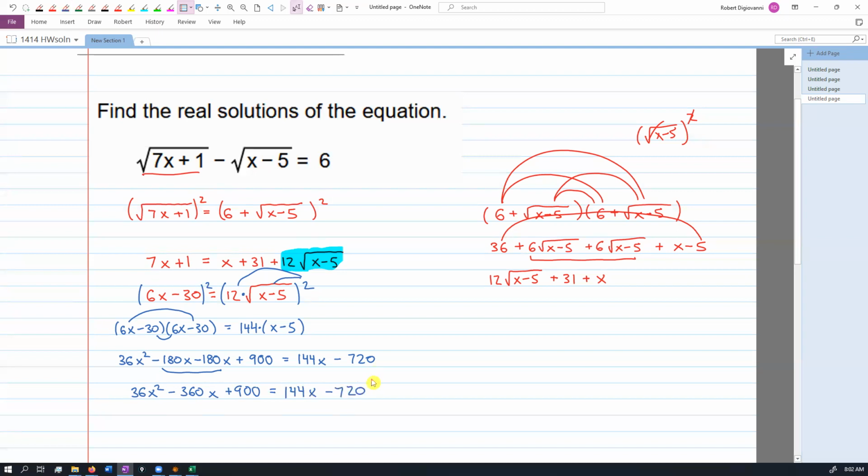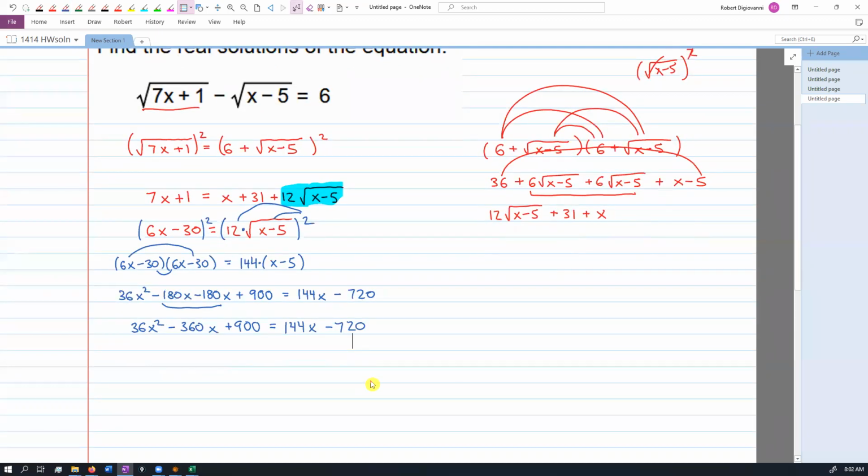All right, we have a quadratic equation. Let's move everything to one side. So I'm going to subtract 144x. I'm going to add 720. So I should get 0 on the right side. And then 36x squared minus 504x plus 1620. All right, let me just double check this.